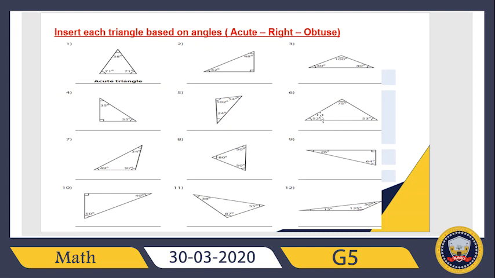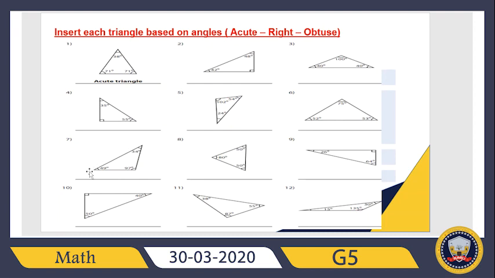Let's go for number 6. Here, first angle equals 52, second angle equals 75, third angle equals 53. Don't you see something? Each angle is less than 90 degrees. 52 is less than 90, 75 is also less than 90, and 53 is also less than 90. So what is the type of this triangle? It is an acute angle triangle. Right.